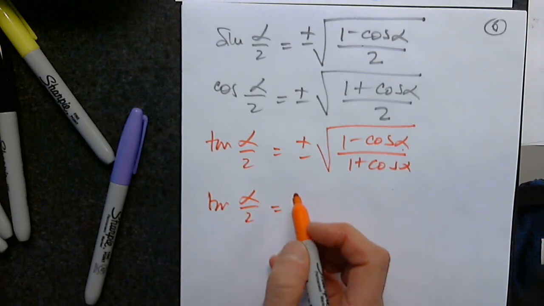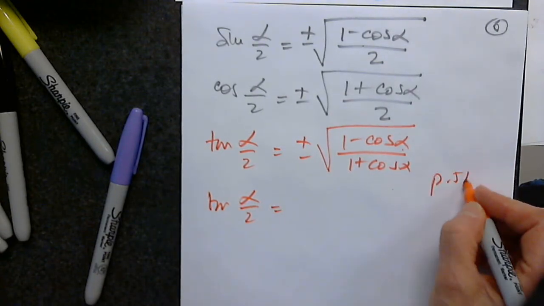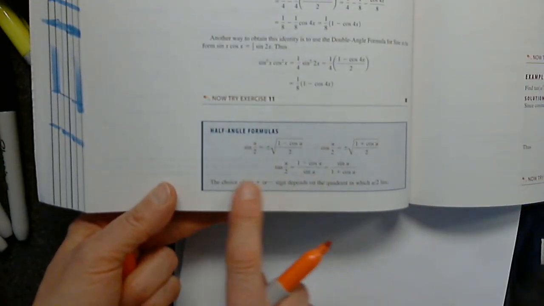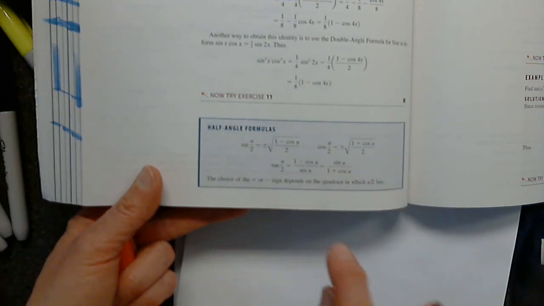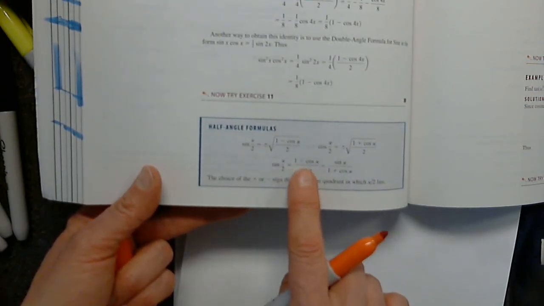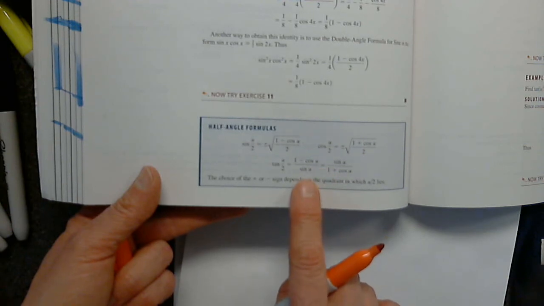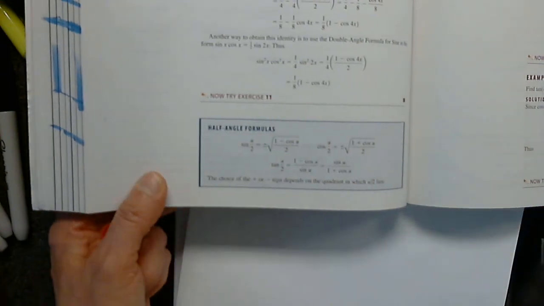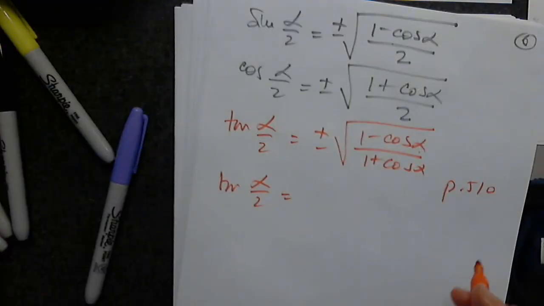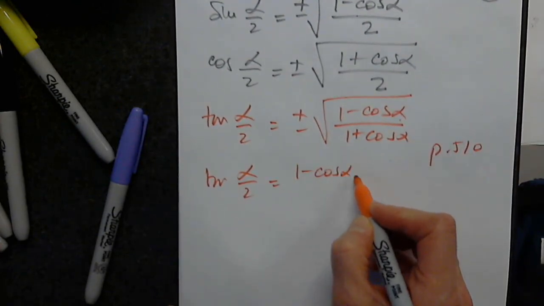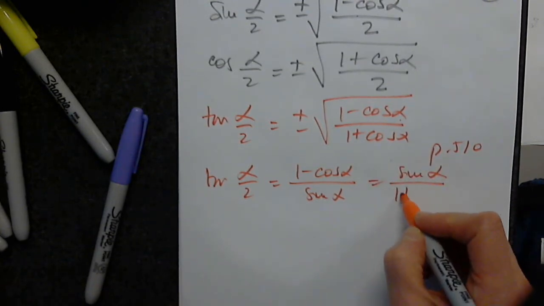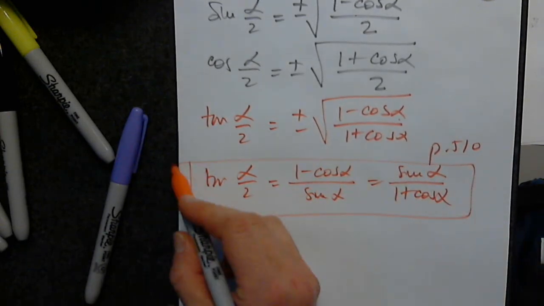Tangent alpha over 2, it has on page 510, at the bottom of the page, 2 more formulas. I'm not requesting you to remember these. I will give them to you. So tangent alpha over 2 is 1 minus cosine alpha over sine alpha, or sine alpha over 1 plus cosine alpha. These formulas you don't have to remember. But I'm going to write them for you here. So 1 minus cosine alpha over sine alpha, and sine alpha over 1 plus cosine alpha. This one we need to remember.